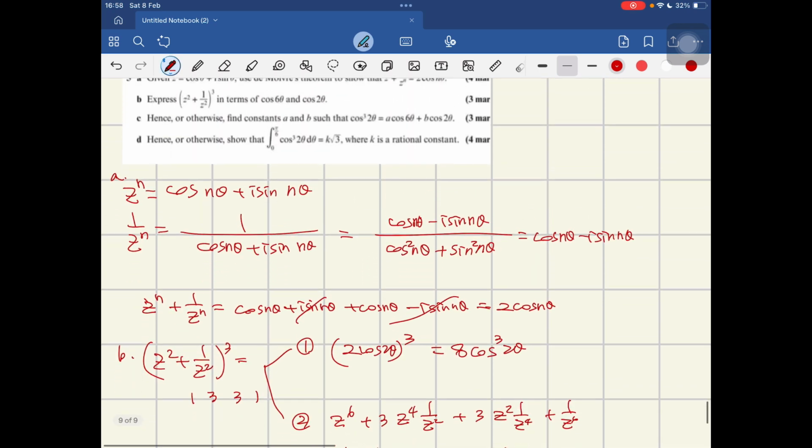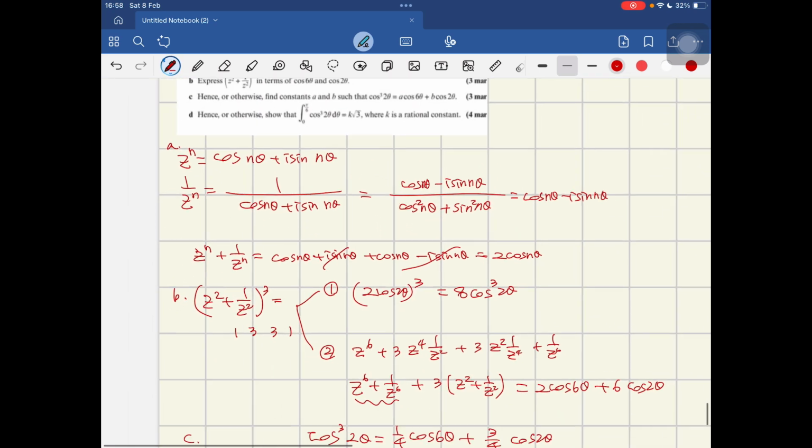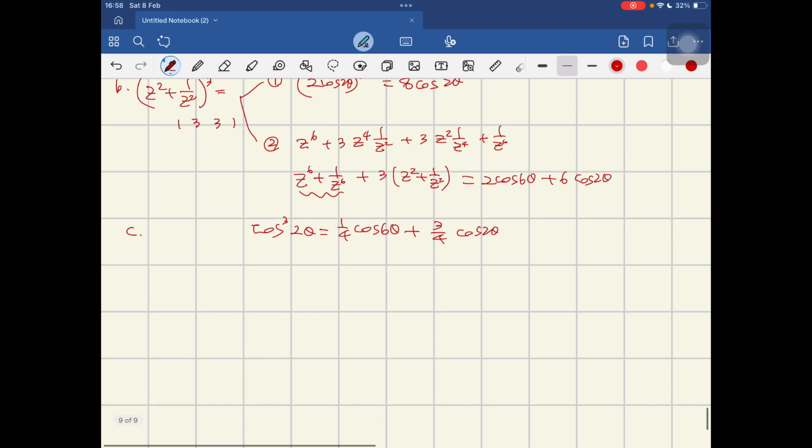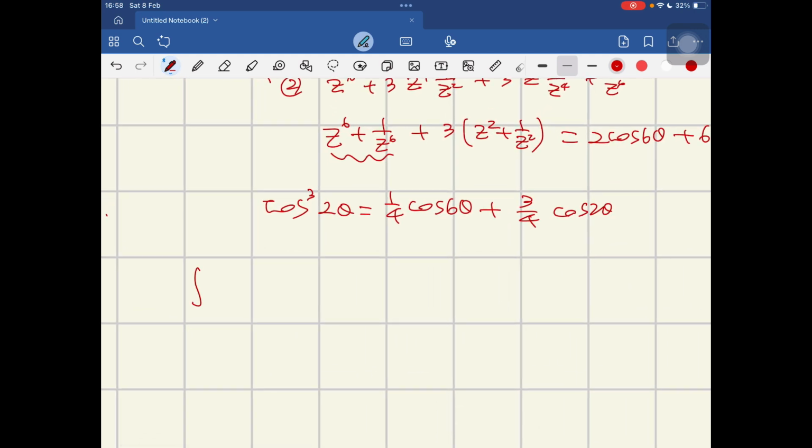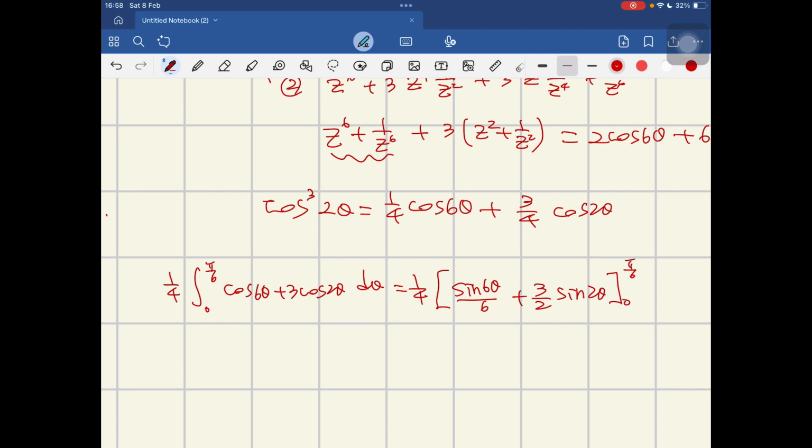So when we integrate from 0 to pi over 6, the integral of cos cubed 2 theta, we can use 1 over 4 cos 6 theta plus 3 over 4 cos 2 theta. This gives 1 over 4 times sin 6 theta over 6, plus 3 over 4 times sin 2 theta over 2, from 0 to pi over 6.